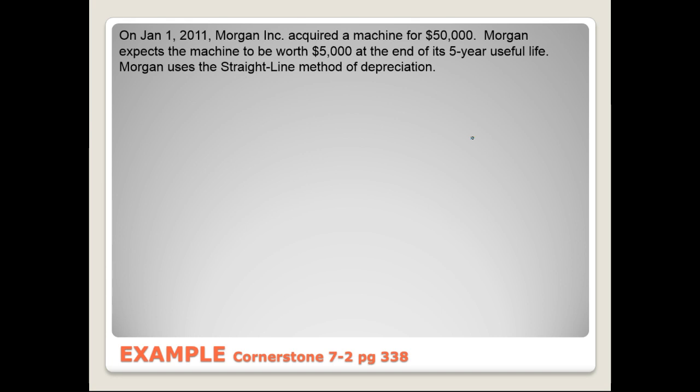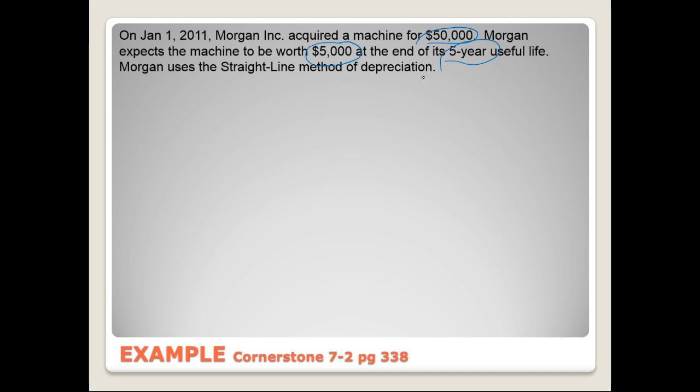Read the information for Morgan Company. Now we're going to use the straight line method of depreciation here. What was the total cost of the machine? Right, $50,000. What's the residual value? The residual value, or the salvage value, is $5,000. What's the useful life? Right, the 5 years.